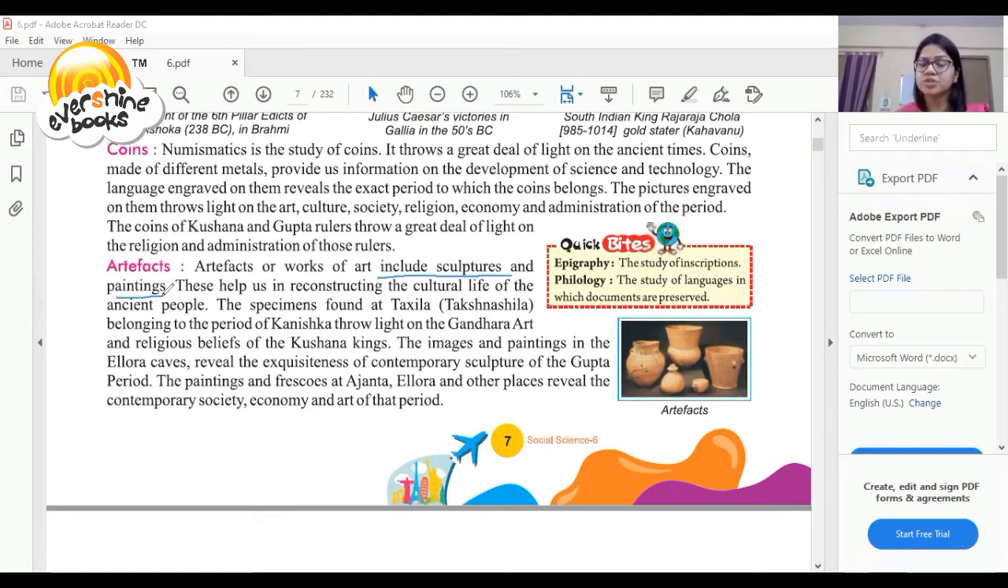art includes sculptures and paintings. These help us in reconstructing the cultural life of the ancient time.